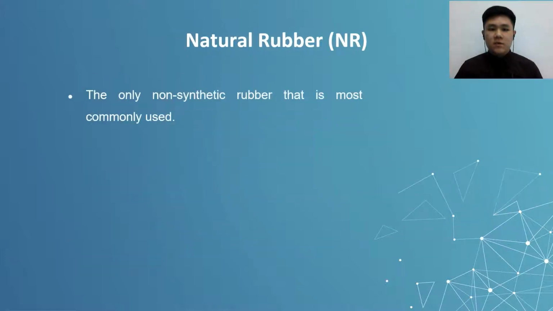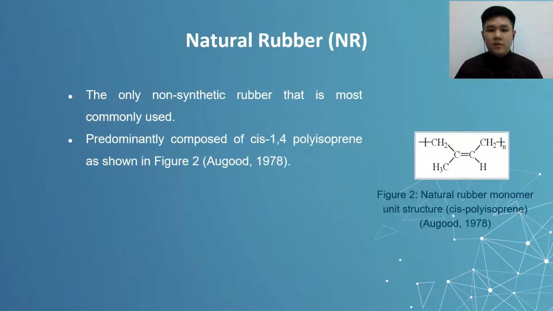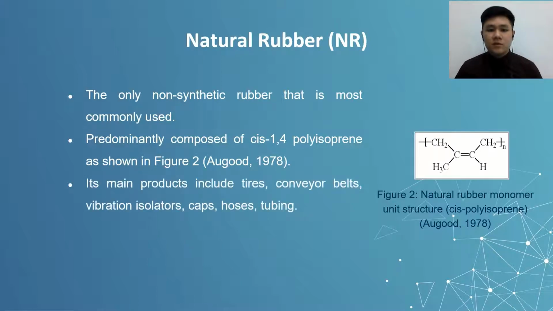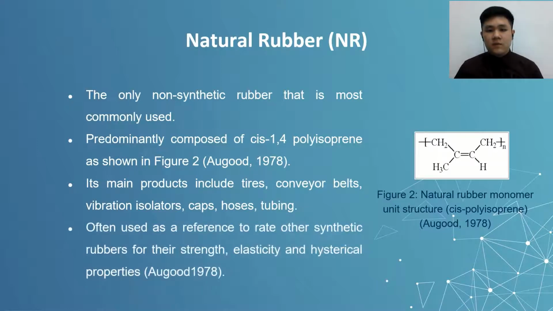Natural rubber is the only non-synthetic rubber that is commonly used. In its backbone chain, NR is predominantly composed of cis-1,4-polyisoprene as shown in Figure 2. The main products of natural rubber include tires, conveyor belts, vibration isolators, tubes, hoses, and tubing. It is often used to blend with other synthetic rubbers for its strength, elasticity, and other properties.